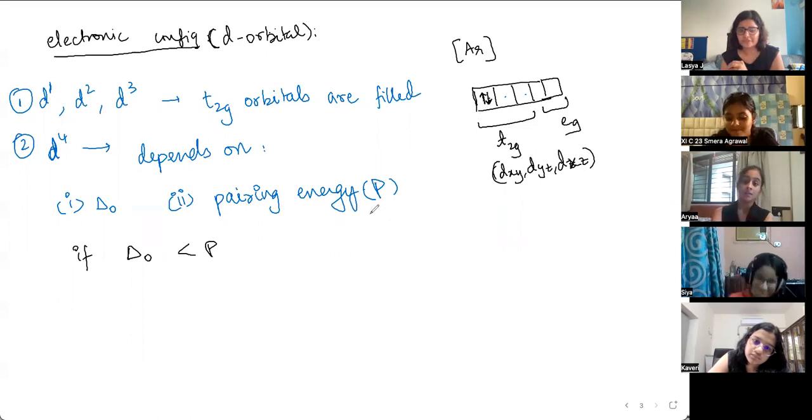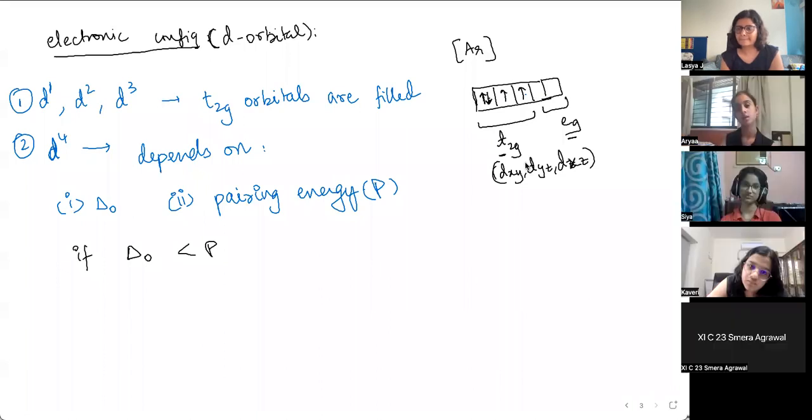So you have 2 types of energy. One is delta naught, which is the difference in energy between t2g and eg. And you have pairing energy, which is the energy required to pair the electron. So you have already 3 electrons filled. Is this only specific for d orbitals? Pairing energy usually exists, but usually it's not very consequential.